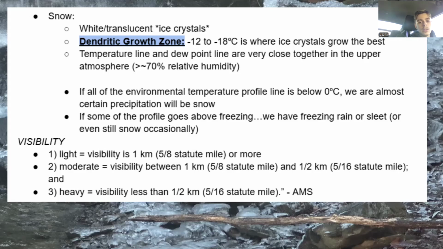The temperature line and the dew point line are going to be very close together in the upper atmosphere. And what does that mean? It's going to be close to about or over 70% relative humidity. So we're going to have more moisture present. So it's going to need to have a lot.